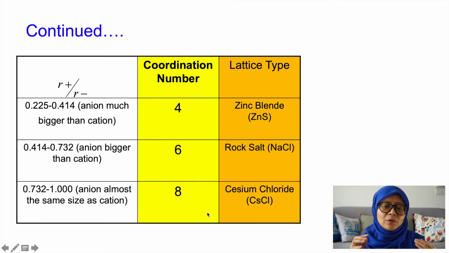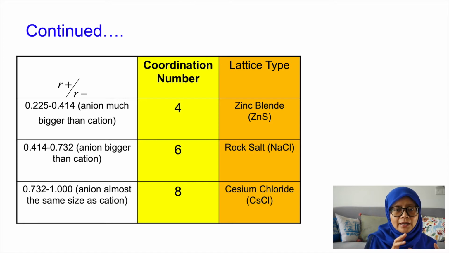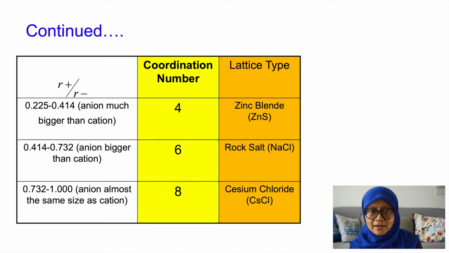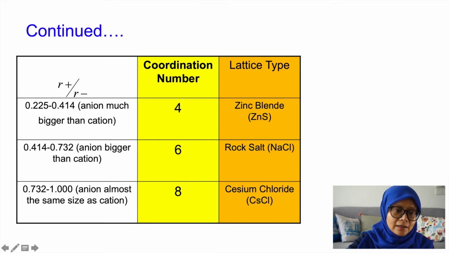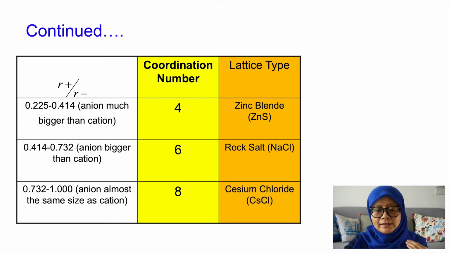And then last but not least, the cesium chloride. The coordination number of the cesium chloride is 8. This is where the anions have similar sizes to the cations, and the ratio between the cation and anion is in the range of 0.732 until 1.0, and the lattice type is cesium chloride.